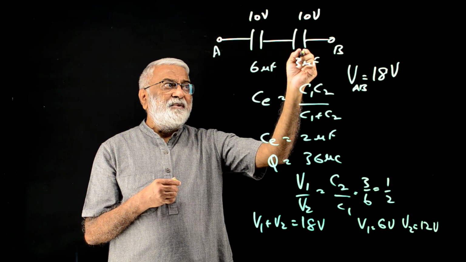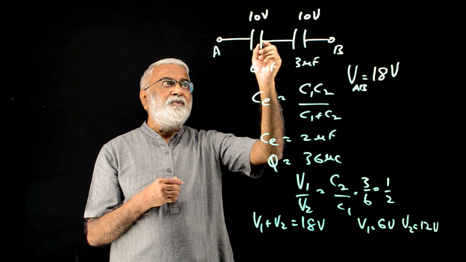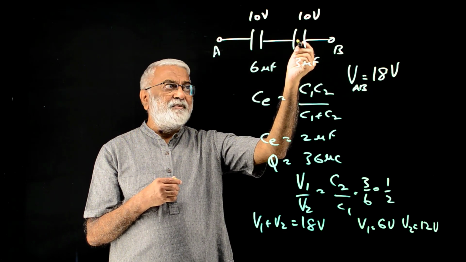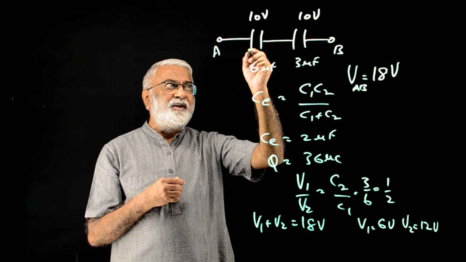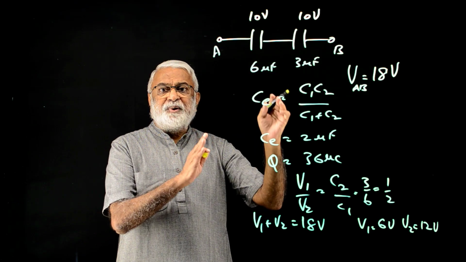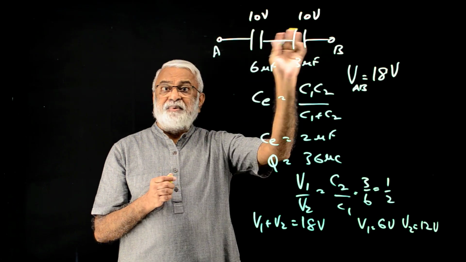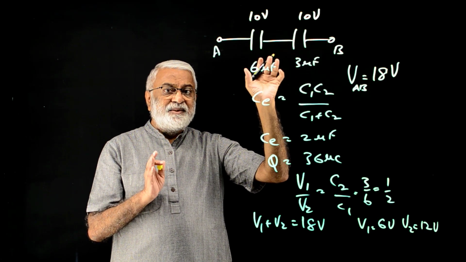So 30 microcoulomb and 30 microcoulomb will give us 30 by 6, 5 volt across this, and of course this is 10 volt, 30 by 3, 10 volt. So 5 volt and 10 volt, the maximum potential the series combination can withstand is 15 volt. It is not 10 plus 10, please. It is 15 volt in this case.